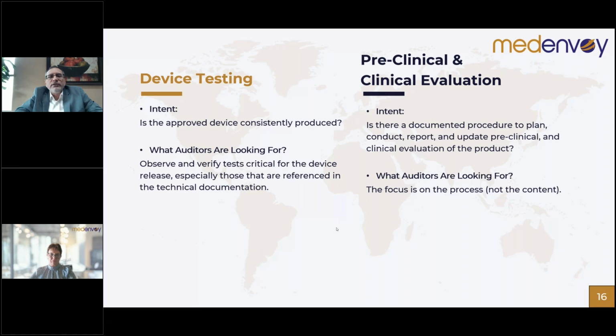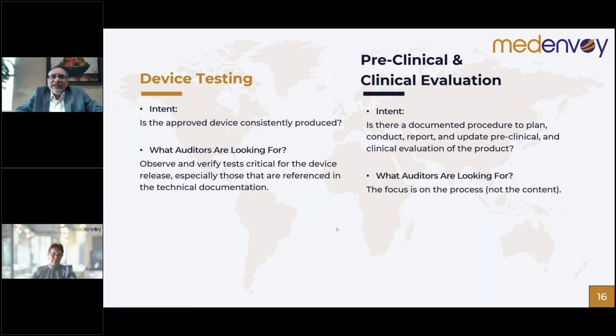So on-site auditors observe the actual testing being performed and assess the controls implemented around that device testing. So if you're doing any specific electrical safety testing or any bioburden testing, whatever you're doing specific to that product, auditors are expected to observe that and then document their rationale and evidence.